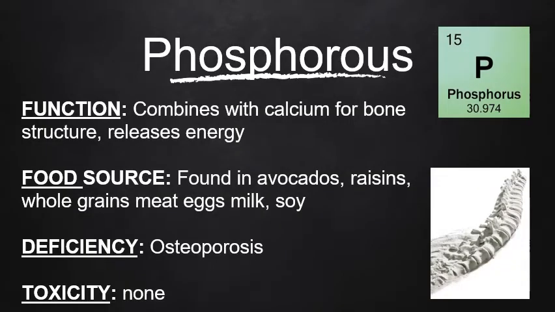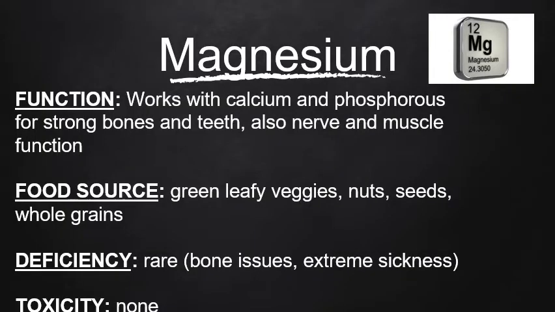Next, we have phosphorus. The function of phosphorus is that it is combined with calcium to help aid in bone structure. It also helps release energy. Phosphorus is found in avocados, raisins, whole grains, certain meats, eggs, milk, and soy products. Again, a deficiency in phosphorus can lead to osteoporosis, and there are no toxicity diseases.